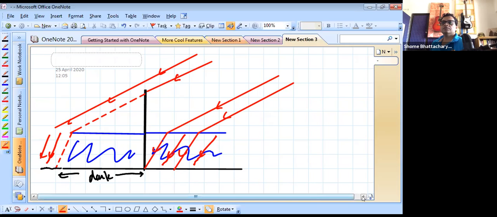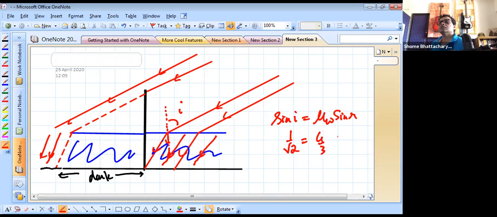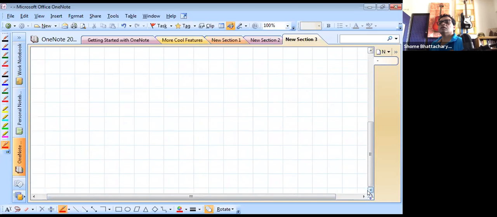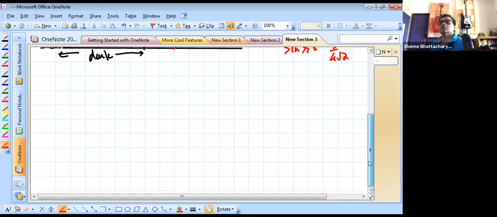So that should be pretty easy. Let's first of all work out these angles. This is i and this is r. So sin i should be equal to refractive index of water times sin r. So 1 by root 2 is equal to 4 by 3 times sin r. So no need to calculate r here. We'll just understand that sin r is 3 upon 4 root 2. Now let us see how we can make use of that to understand the position of this.